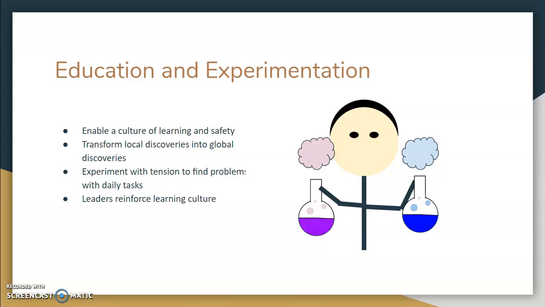We want to do these things as safely as we can with plans in place for the case of mass disaster or something going completely wrong. But we also want to be able to experiment and move forward. With this idea, we want to be able to find ways to do this, and one of these is to transform local discoveries into global discoveries.